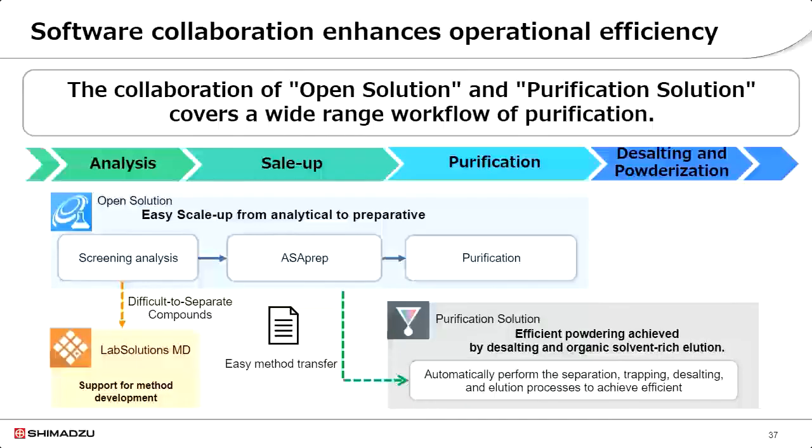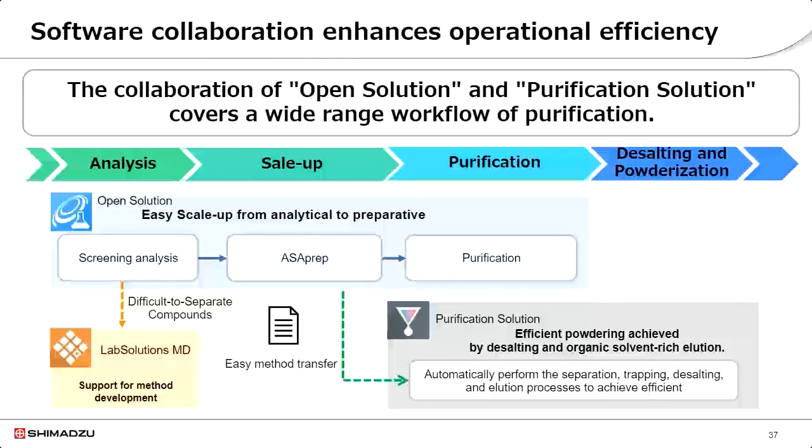Now, we've covered both Open Solution and ASA Prep, along with UFPLC and Purification Solution. This is going to be the final slide of our webinar. We've conveyed that Open Solution and ASA Prep can streamline the workflow from analysis to scale up to purification, while UFPLC and Purification Solution enhance the efficiency of the workflow from purification to recovery. Additionally, the transition of methods from Open Solution to Purification Solution can be easily accomplished, enabling a seamless connection between these software platforms and covering the entire workflow from analysis to purification.